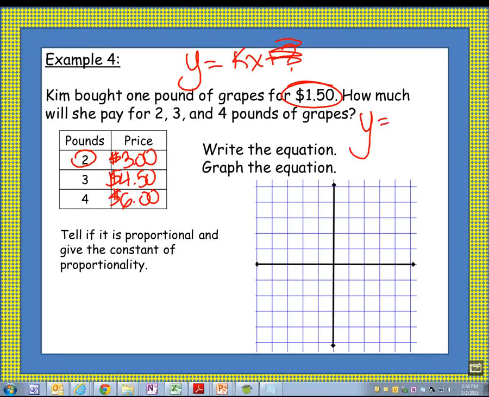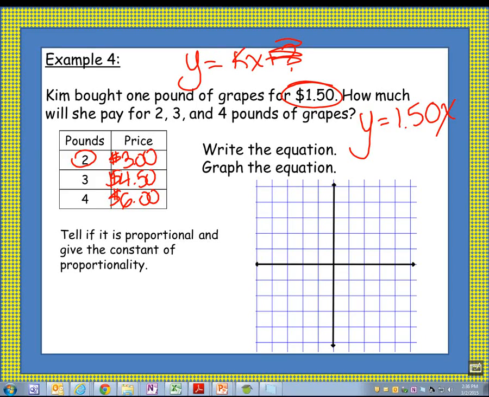Beautiful. Y equals 1.50x. I'm just going to keep the 0 in there because we're dealing with money. You don't have to have it in there; it would come out the same. Now, we decided that it is proportional. What's the constant of proportionality? Jace? $1.50. It's just 1.5, because the constant of proportionality doesn't need a unit.